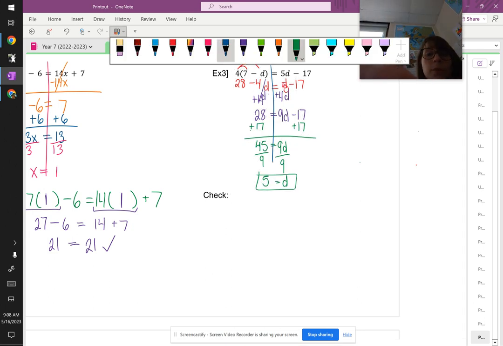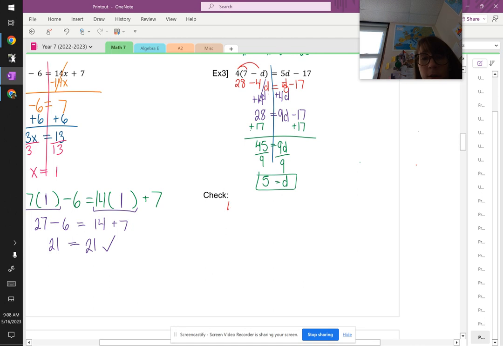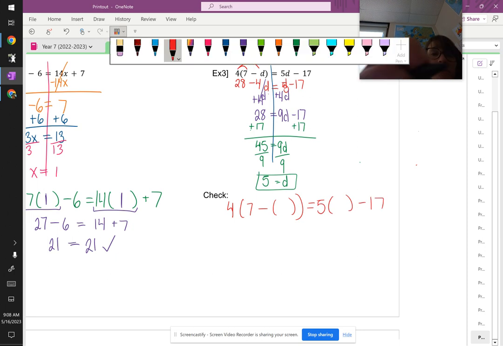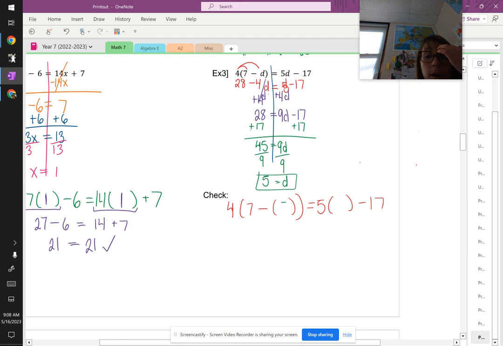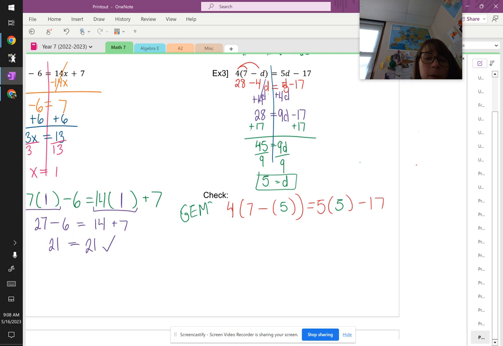All right, so rewriting the problem exactly as it was. 4 parentheses 7 minus. Now, in for the d, I'm just immediately putting my empty set of parentheses. Now I can go ahead and plug in my 5. And now, like I said, we can do our order of operations and follow GEMS.